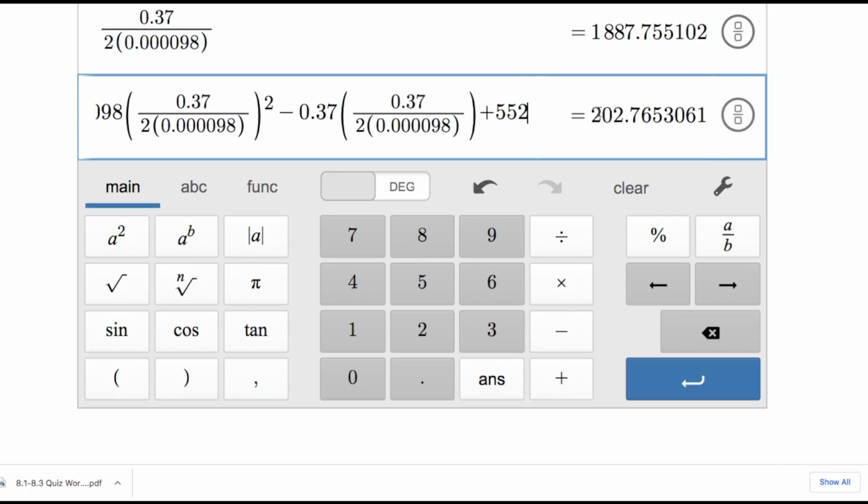And I get 202.7, and so on. So this would be the exact height, but I'm going to round to the nearest foot here, and this is going to be about 203 feet.